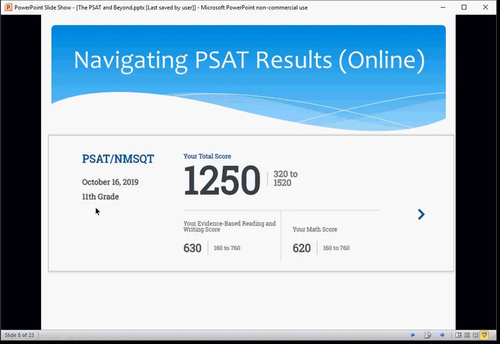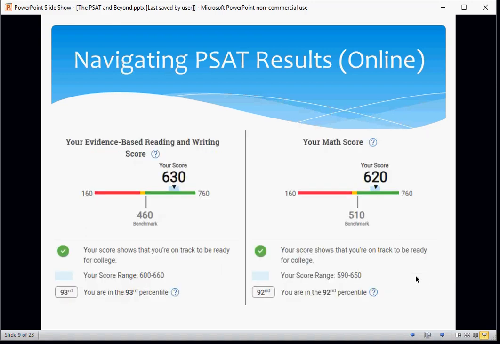So in this case, we have a student who took the PSAT in October. The student was a junior in high school, and the student received a total score of 1250. In this case, the verbal score was a 630 out of 760, and the math score is 620 out of 760. Then, we'll have the same information that we looked at earlier for the other student. We scored it higher, so a 630 is considered to be 93rd percentile, and the math score of 620 is considered to be 92nd percentile.